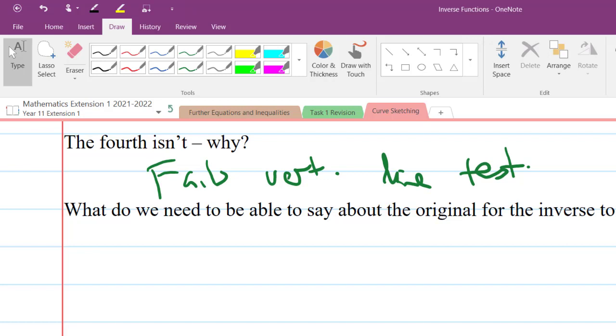A function has an inverse, and I don't think this is on your sheet. You need to transition now into your notebook. A function has an inverse if it passes both the vertical and the horizontal line tests. So technically the last one doesn't have an inverse. It does not. That's why we've reflected and just made an inverse relation.